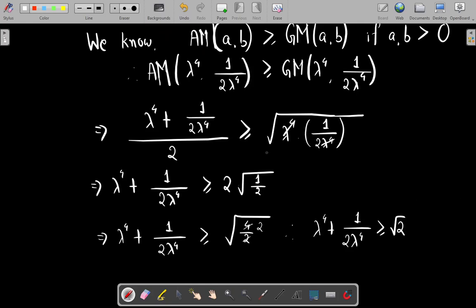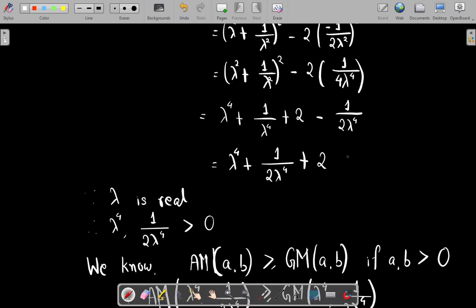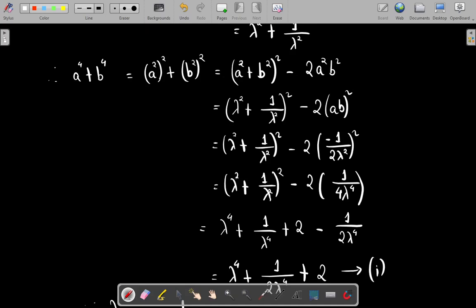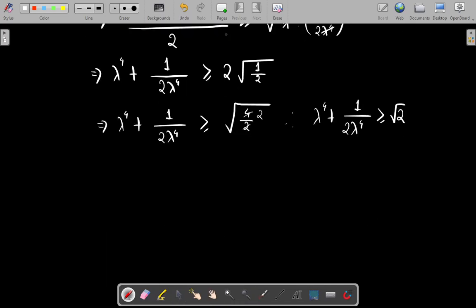Okay, so what was the value of a to the power 4 plus b to the power 4? Okay, it was here, right? A to the power 4 plus b to the power 4 was lambda to the power 4 plus 1 upon 2 lambda to the power 4 plus 2. So if we add 2 to our inequality, lambda to the power 4 plus 1 upon 2 lambda to the power 4 is greater than or equal to root 2, right? So if we add 2 to both sides, this will be greater than or equal to 2 plus root 2. Okay, just adding 2 to both sides of this inequality.